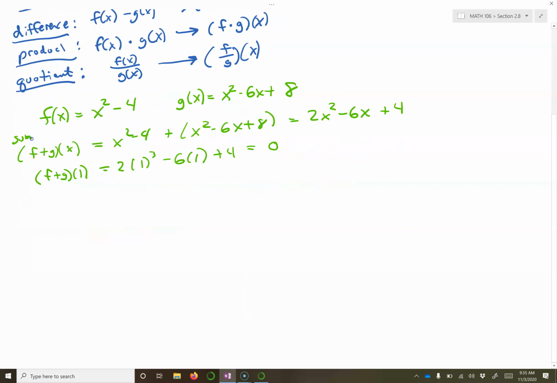So now we can do the difference. We'll do f minus g of x. So this is a difference. You start with the first function f, so x squared minus 4, and subtract g. So here's where I mentioned that you're going to have to distribute that negative sign through each term. And let's see what we'll get. You see that the x squareds are going to cancel, right? Because you have x squared minus x squared. Negative times negative 6x, so you're going to have 6x. And then negative 4 minus 8 is going to be negative 12.